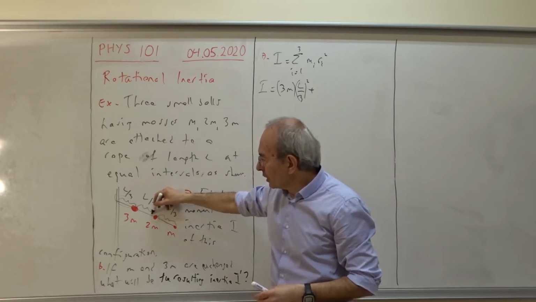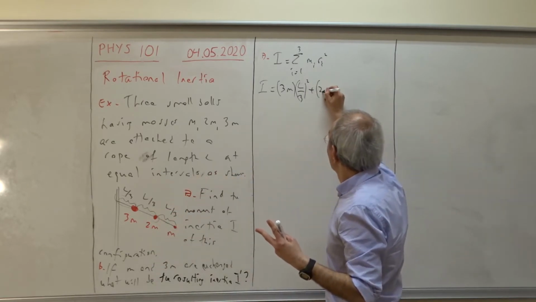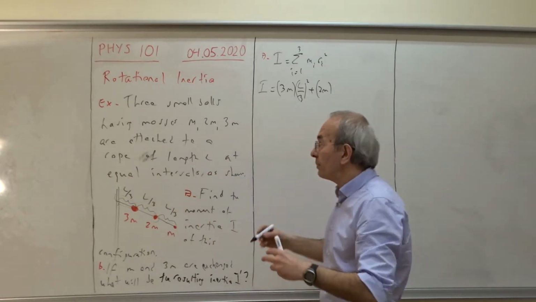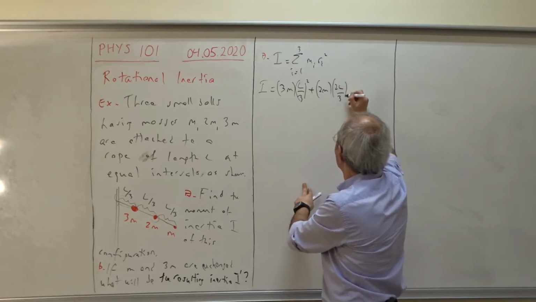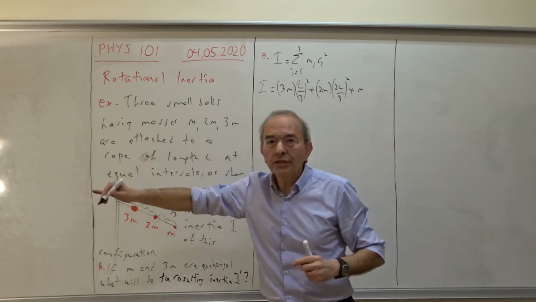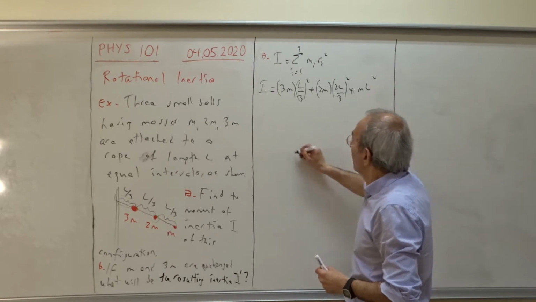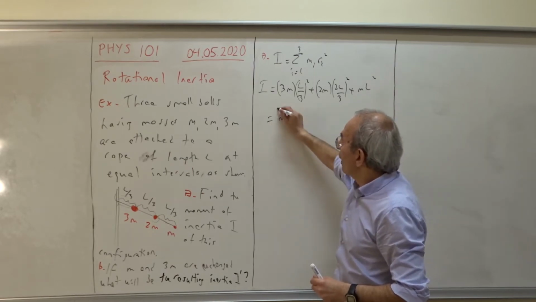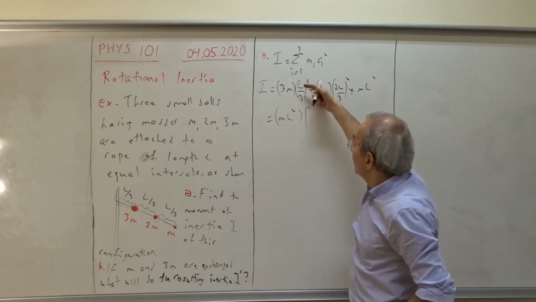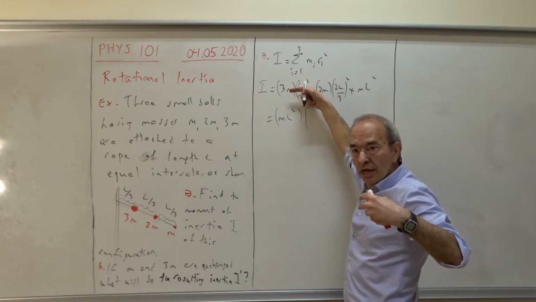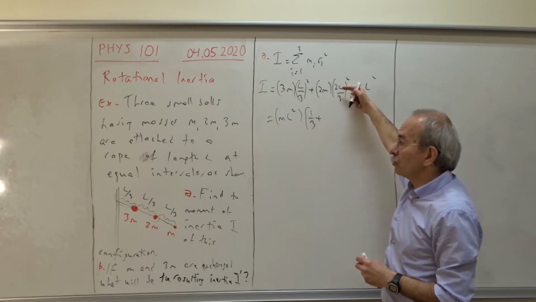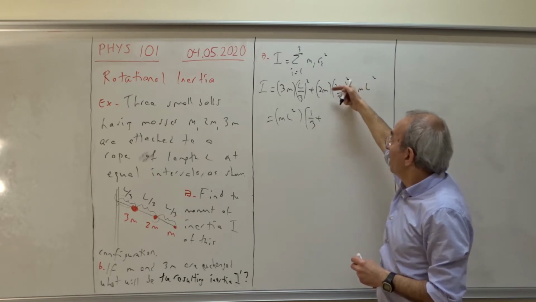Plus, the second object has a mass 2m multiplied by its distance from the axis, which is 2L over 3, but don't forget to square. And the last object is a single m multiplied by the total L squared. Of course, the result will be in terms of mL squared multiplied by the remaining coefficients. From the first we have 1 over 9 times 3, which is 3 over 9, 1/3. From the second term, we have 4 over 9 times 2, which is 8 over 9.